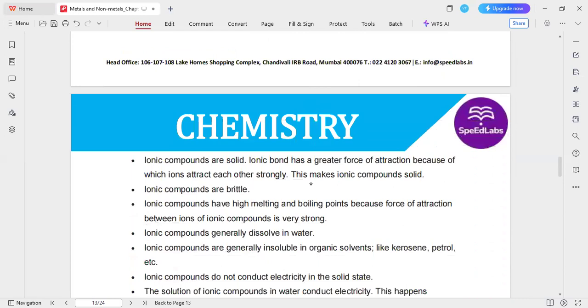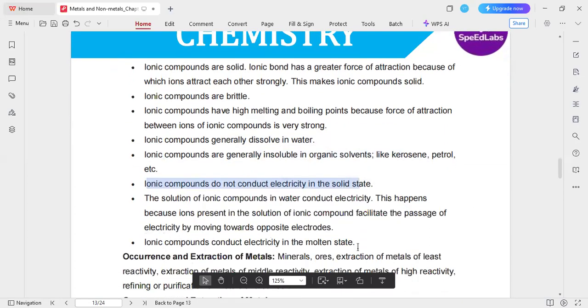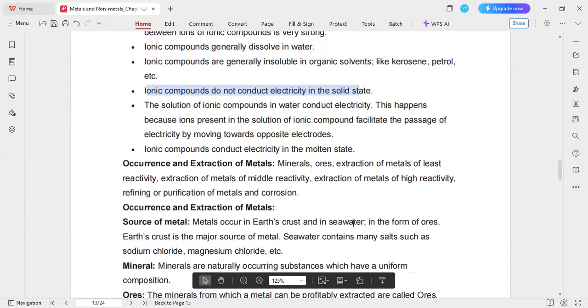You should know the important properties of ionic compounds, children. They are generally solid, they are generally brittle, and they have high melting and boiling points. Why? They will ask you: because of a strong force of attraction between the ions of ionic compounds. Ionic compounds are generally soluble in water. They are insoluble in organic solvents such as kerosene and petrol. Ionic compounds do not conduct electricity in solid state, but they conduct electricity in the molten or aqueous state. Why will they conduct? Because of the free ions.